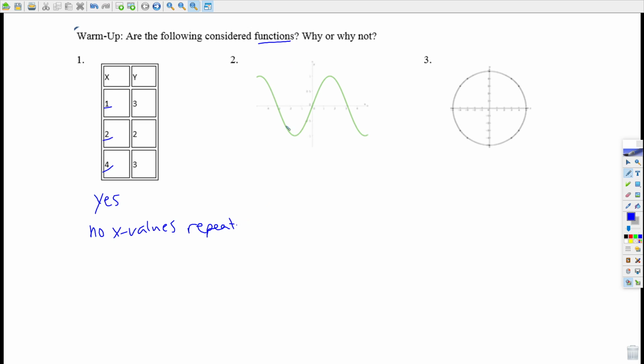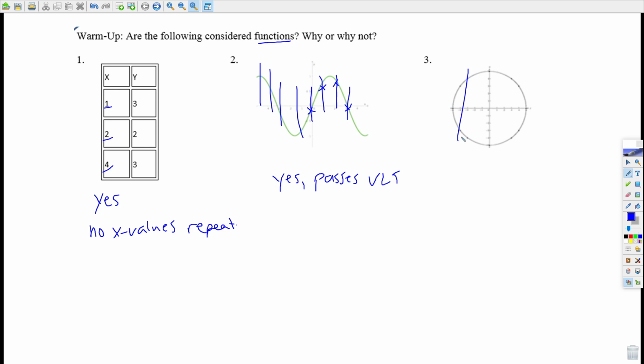Number 2, you're looking at graphs. And so we use something called the vertical line test. Draw it straight down. It only ever crosses one time every time. So this is also a function. What can we say here? Simply that it passes VLT.